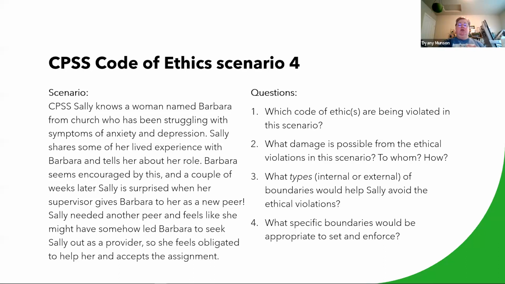So what are some internal boundaries that might help Sally avoid some of the ethical violation decisions here? Let's start with internal.